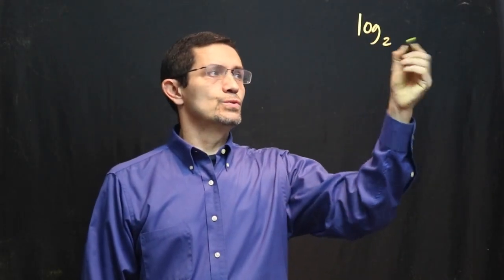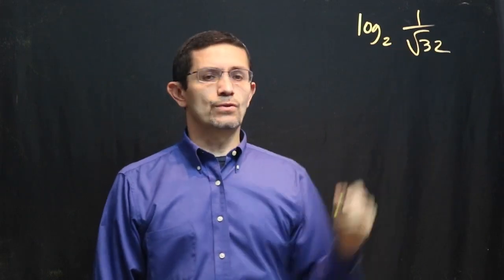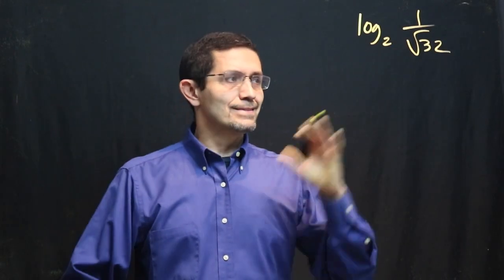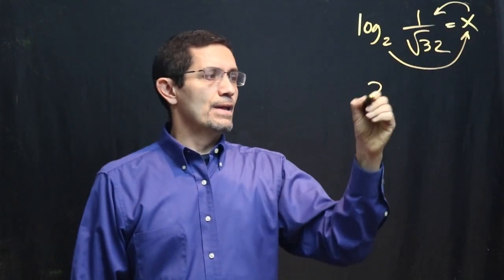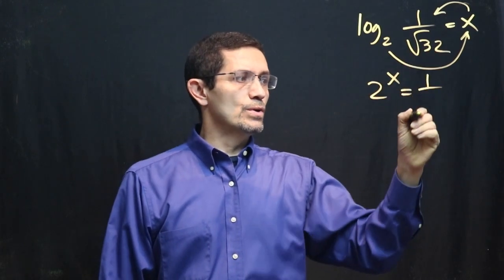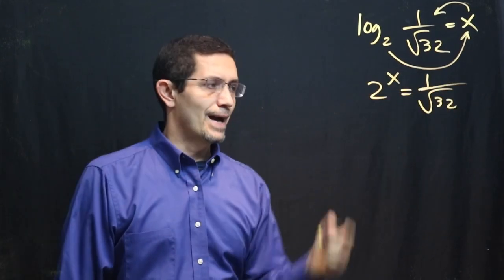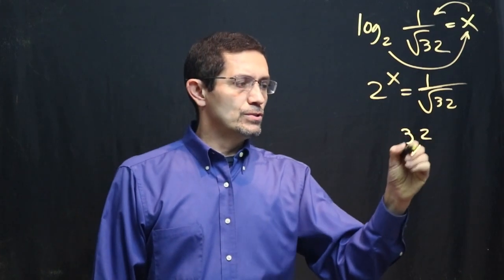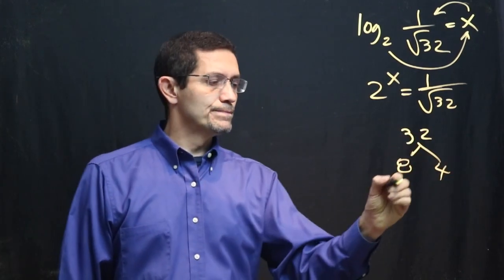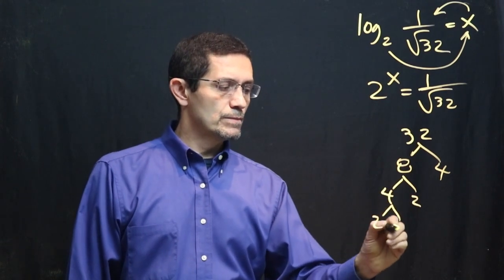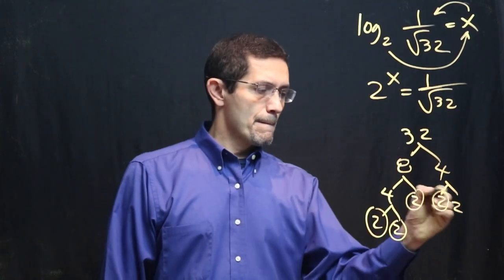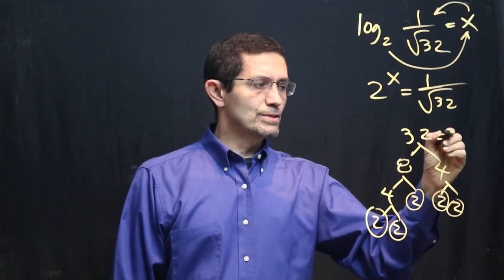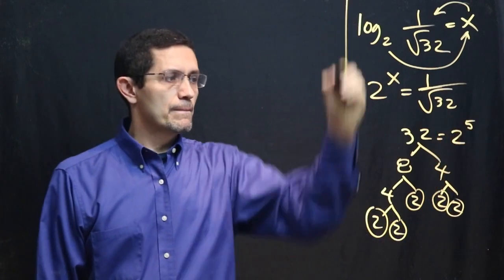Let's work on that. Let's say that I have log on base 2 of 1 over square root 32. Okay? The idea is the same thing. Let's rewrite this. Let's put an x on the other side. So I'll have 2 to the x power equals 1 over square root 32. I gotta break that 32. 8 times 4. 4 times 2. 2 times 2. 2 times 2. How many 2's I have? 5 2's. So 32 is the same as 2 to the 5th power. Okay? Let's rewrite that.